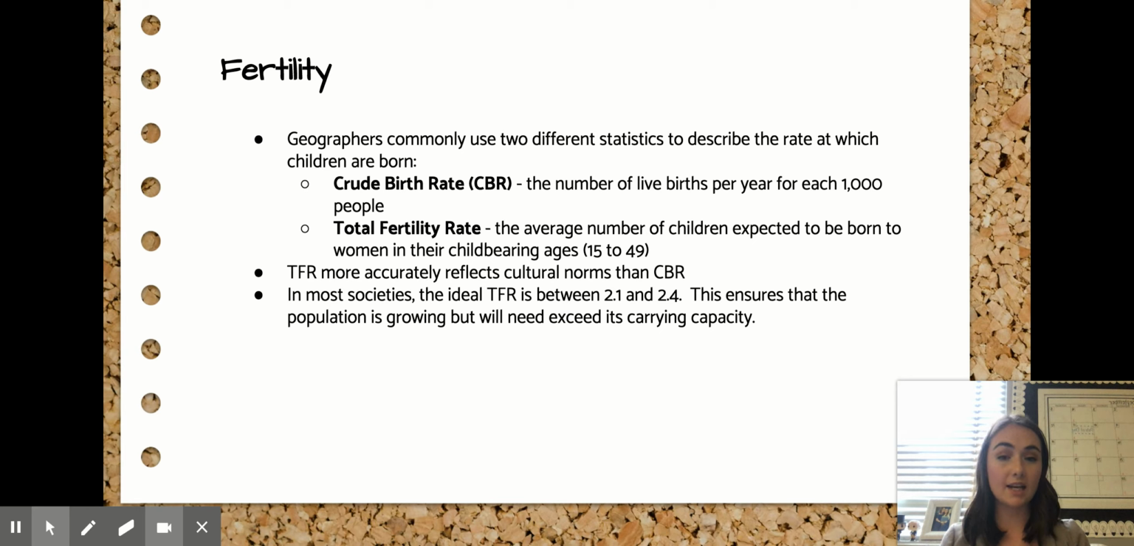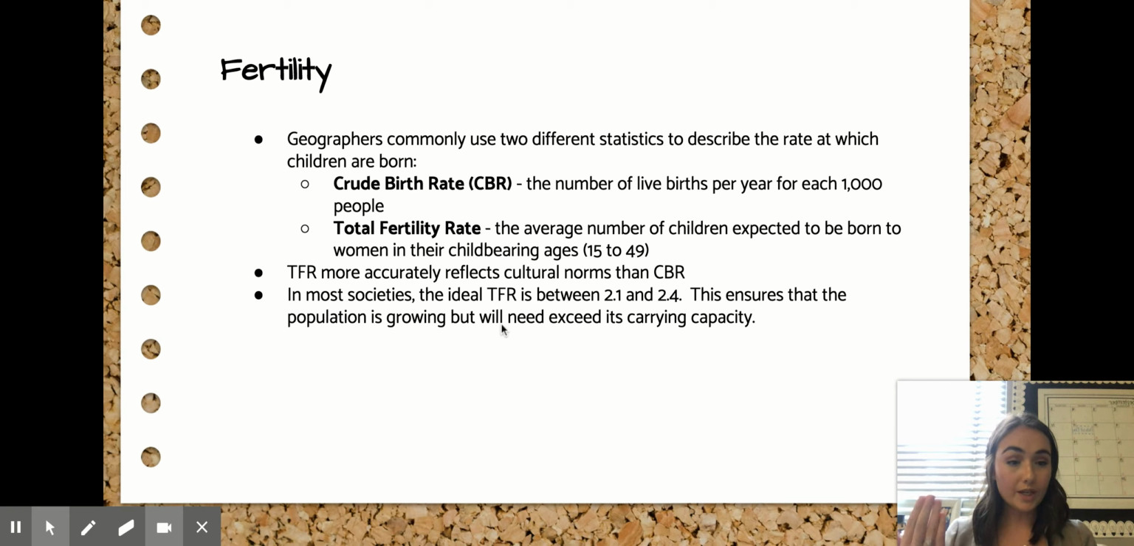In most societies, the total fertility rate is between 2.1 and 2.4. That's the ideal fertility rate because it ensures that the population is growing, but will not exceed its carrying capacity. I'm sorry, there's another typo. There should be a "not" right there.